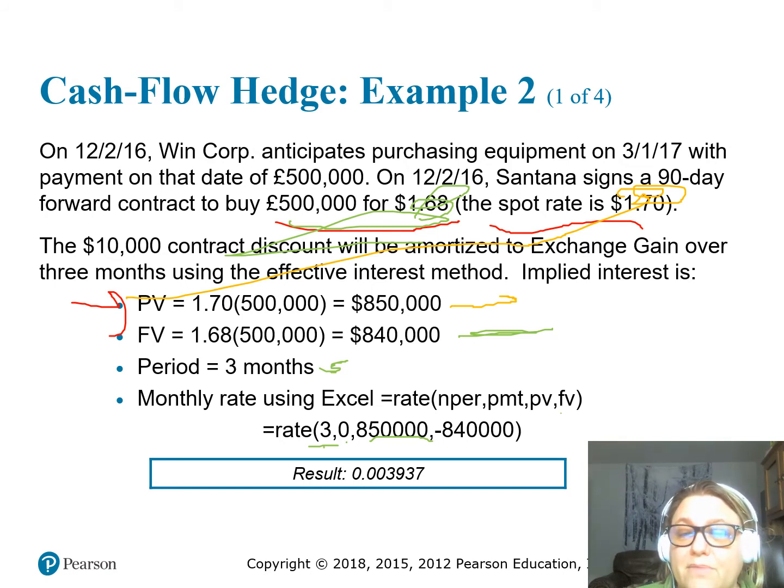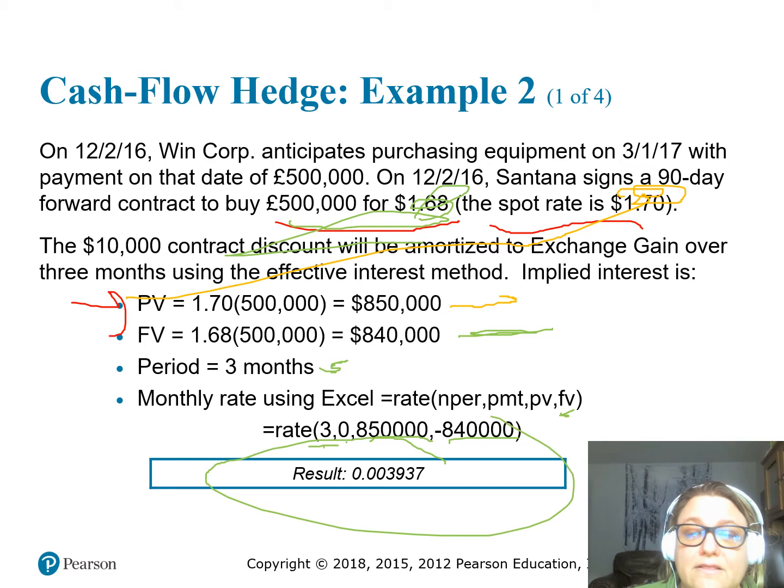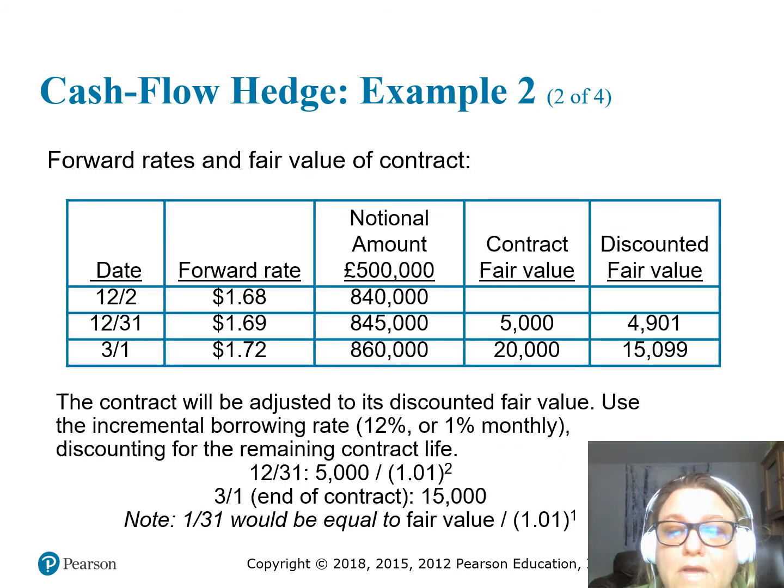See right here? Put a minus sign in, put it in as a negative number. All right, and then this is your result. Take this amount and use that decimal amount. We're going to be pulling that out later on in this example from the previous slide. So now what we're going to do is go in and look at this cash flow hedge and the forward rates and fair value of the contract.